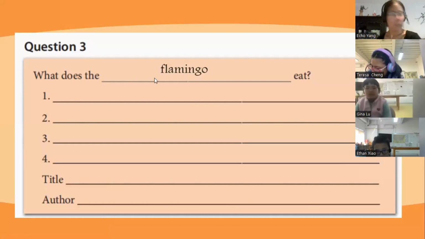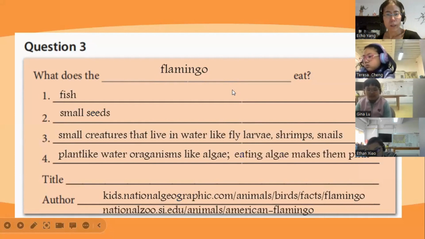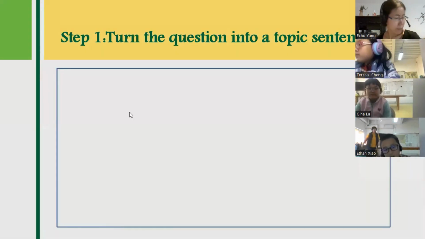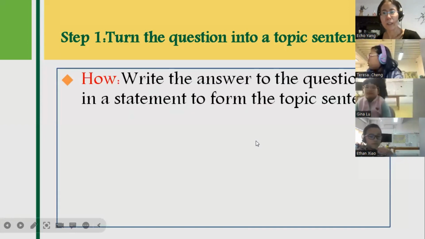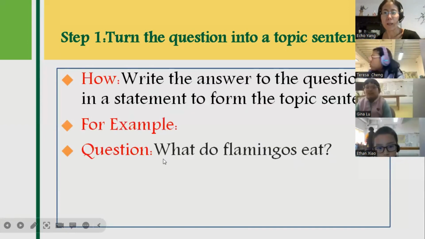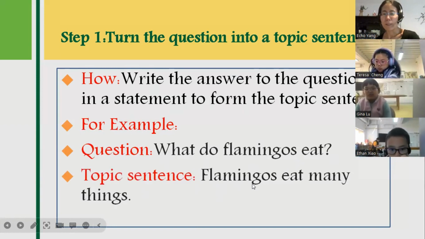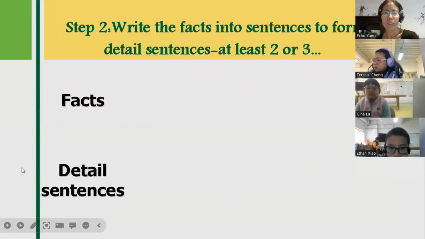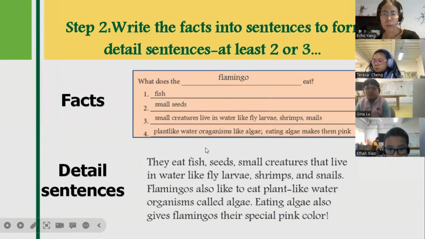And this is the third note card. And then the same steps as we have done previously. So first, turn the question into a topic sentence. The question is, what do flamingos eat? The topic sentence, I change the question into a statement. Flamingos eat many things. And then write 3 to 4 detailed sentences according to the information on the note card. So the fish, sea, small creatures.